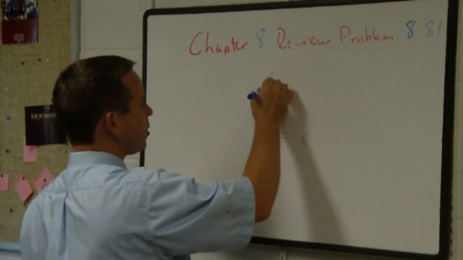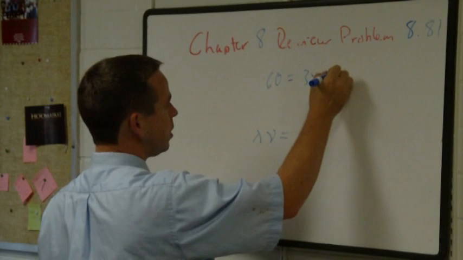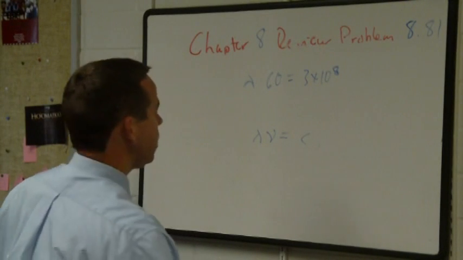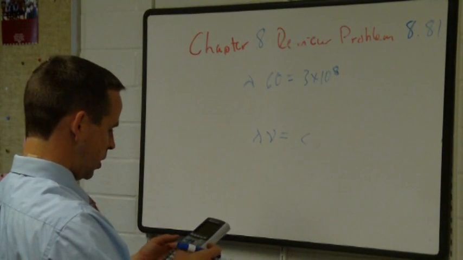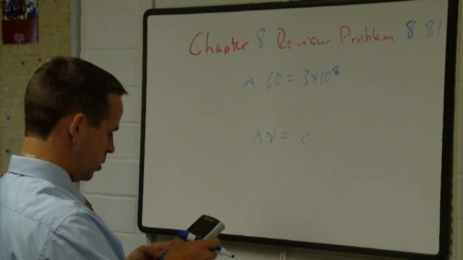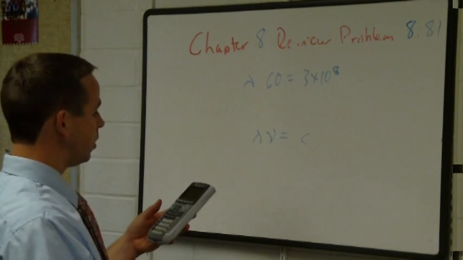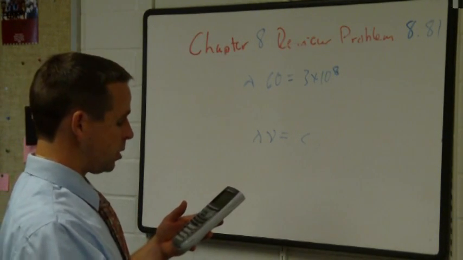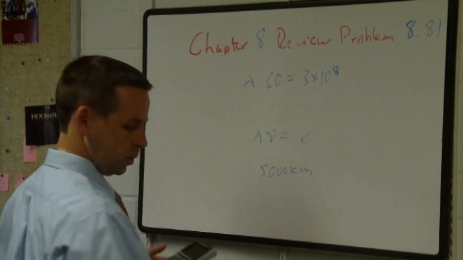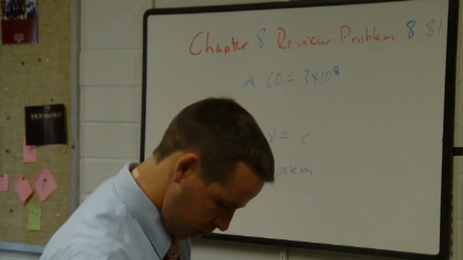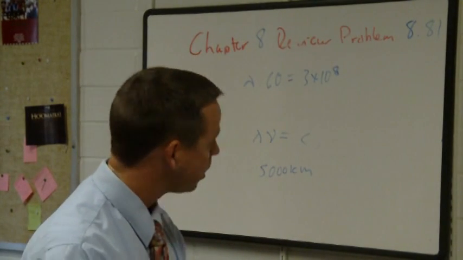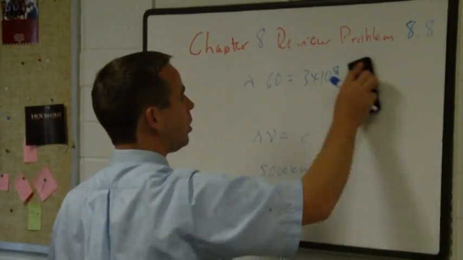So we have 3 times 10 to the 8th divided by our 60, and that will give us our wavelength. That'll be in meters, and it looks like it's 5 million meters, which is 5,000 kilometers. So 5 times 10 to the 6th meters, 5 times 10 to the 3rd kilometers. Alright, so that's 881.